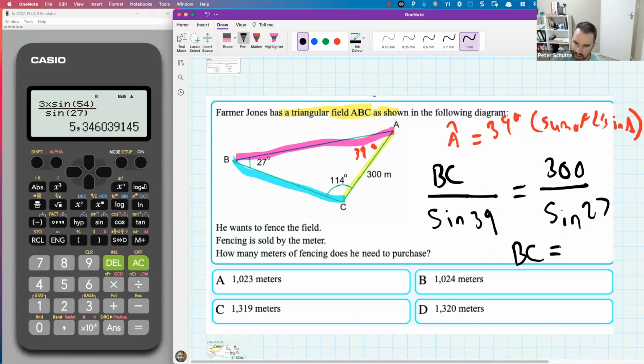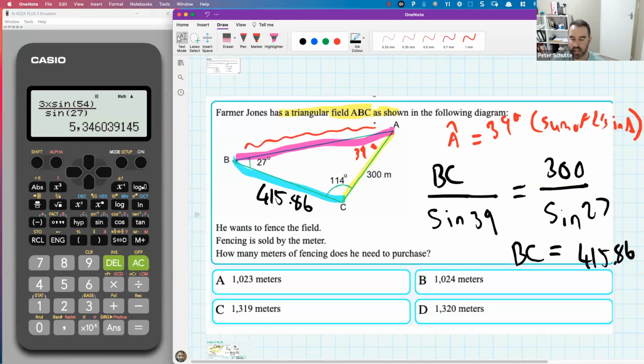So I want to know, what value of BC are you guys getting? Yes, I agree. What value of BC are we getting? Okay, so 415.86 seems to be what we get for this. And now you have to find AB for me. Once you've found AB, that should help you decide which of these 4 options is correct. So see if you can find what AB is.